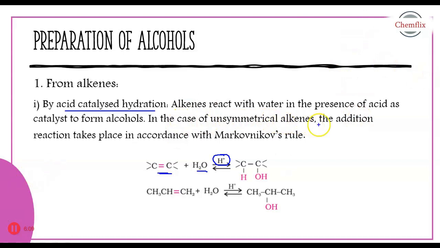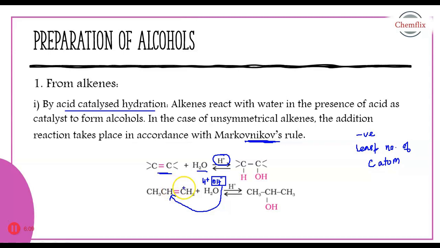In the case of unsymmetrical alkene, the addition reaction takes place in accordance with the Markovnikov's rule. What do you mean by this Markovnikov's rule? Markovnikov's rule says that the negative part of the addendum will go to the carbon atom containing the least number of hydrogen atoms. So here in water, H plus and OH minus are there, and OH is our negative part.